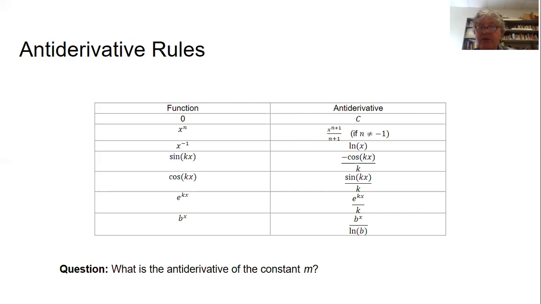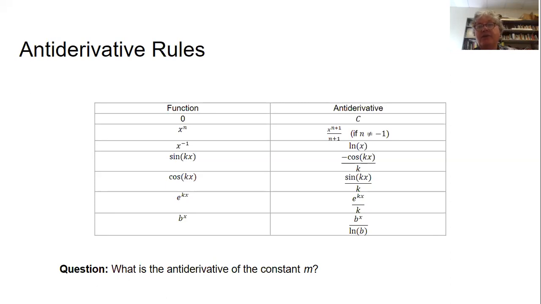But that's okay, because we know that the derivative of ln x is x to the minus 1. So that means the antiderivative of x to the minus 1 is ln x. Great. So that means we can take the antiderivative of any power. Trig functions.